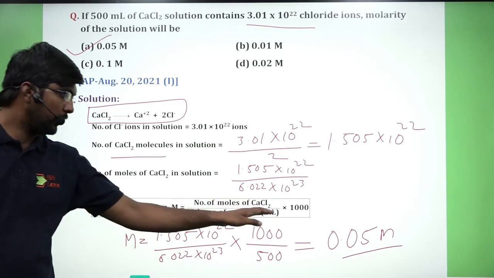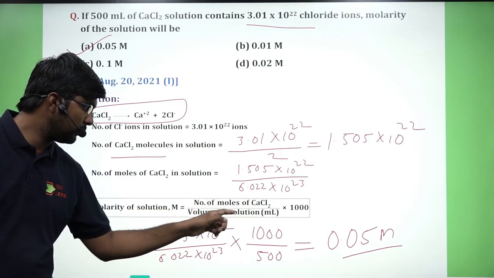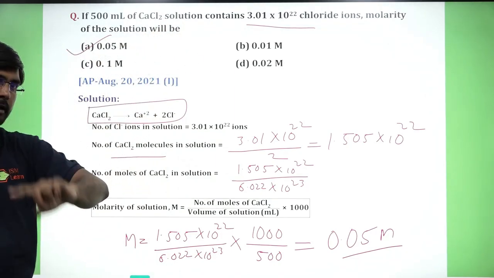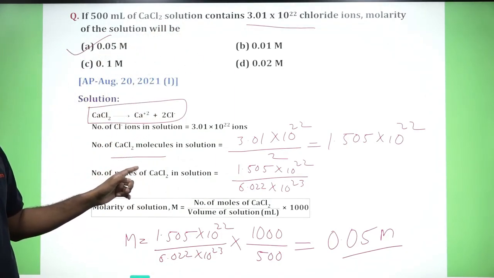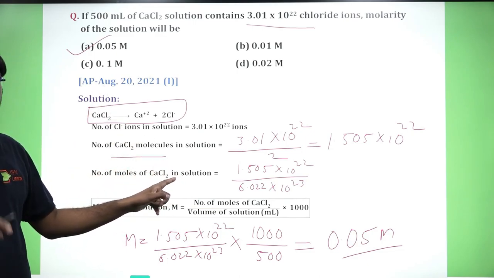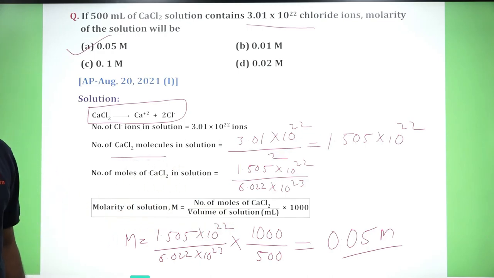So this is the formula for molarity, but they didn't give the number of moles. They gave the number of chloride ions. From that we calculated the number of calcium chloride molecules. From that, we calculated the number of moles of calcium chloride in the solution. Then we substituted here.